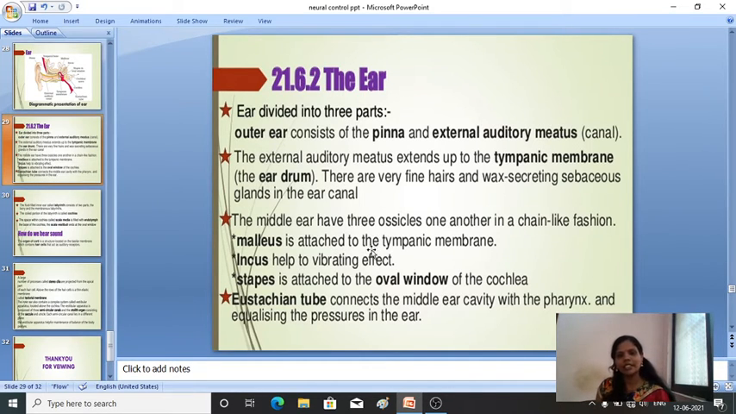This malleus is attached to the tympanic membrane, and the incus helps in the vibrating effect. The stapes is attached to the oval window of the cochlea. Next, the eustachian tube connects the middle ear cavity with the pharynx, and it also helps in equalizing the pressure in the ear.